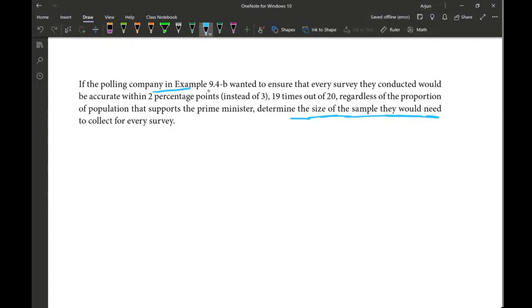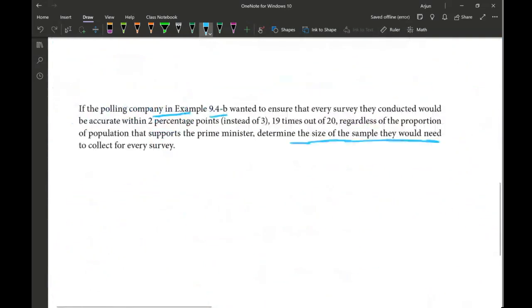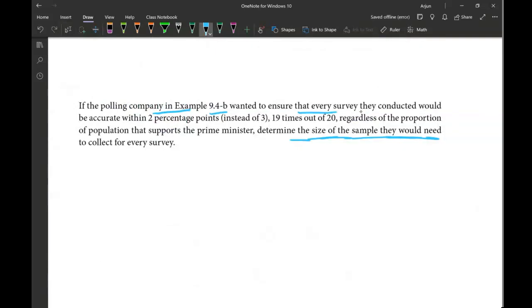In the polling company example 9.4b, which was the previous one, the one which I posted here in this example, they wanted to ensure that every survey they conducted would be accurate within 2% point now, and 19 times out of 20, regardless of the proportion of the population. Suppose the prime minister, determine the size of the sample they would need to collect. So we are looking for n value.